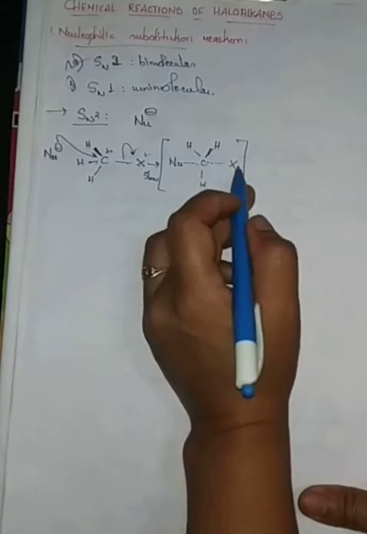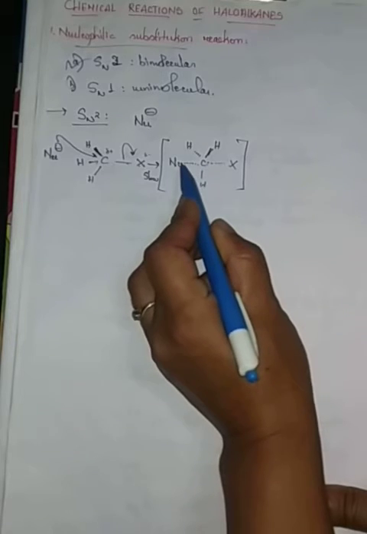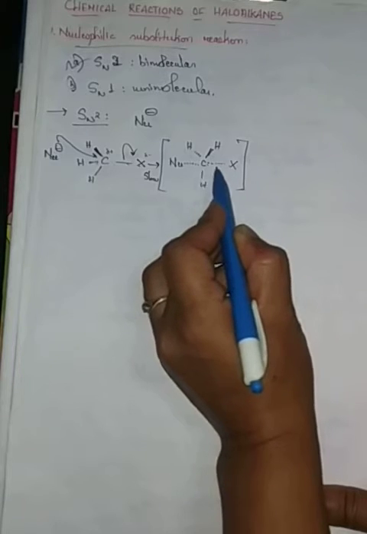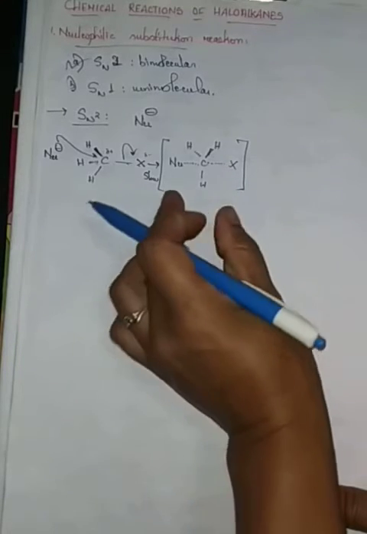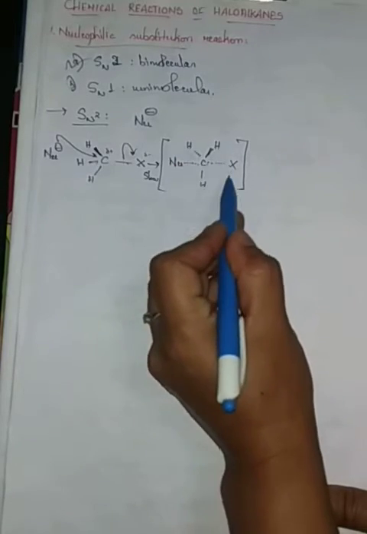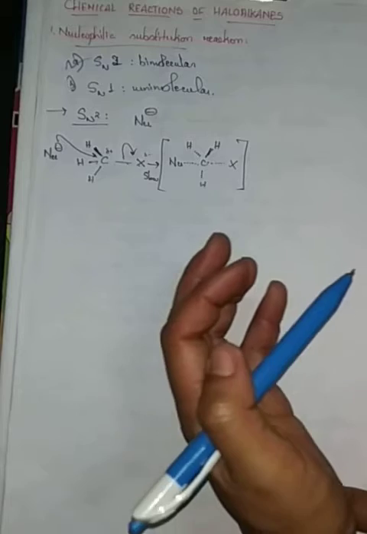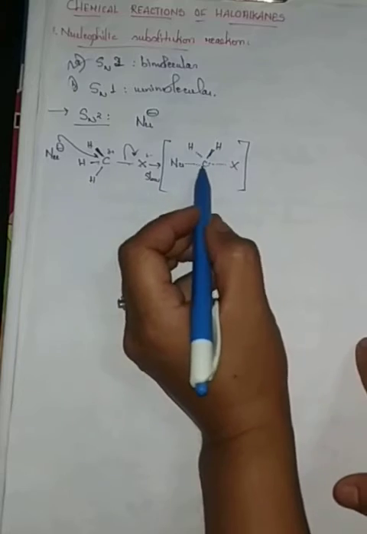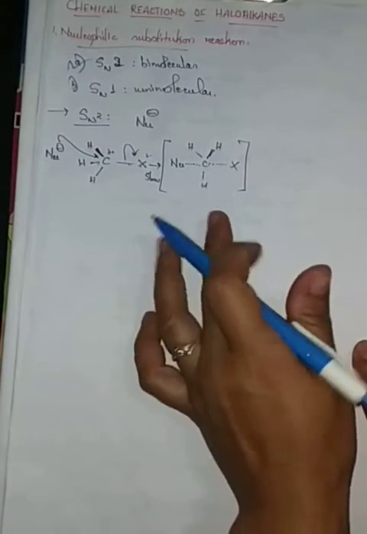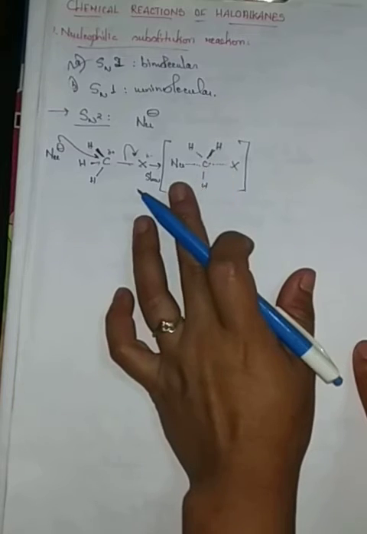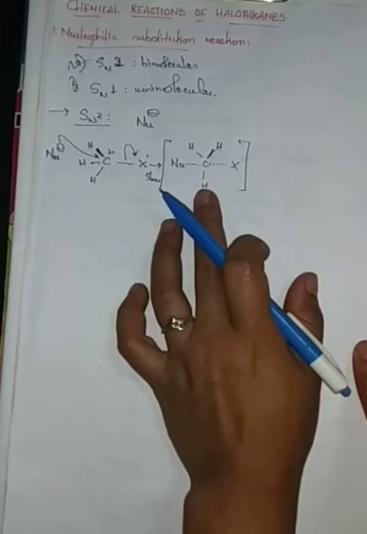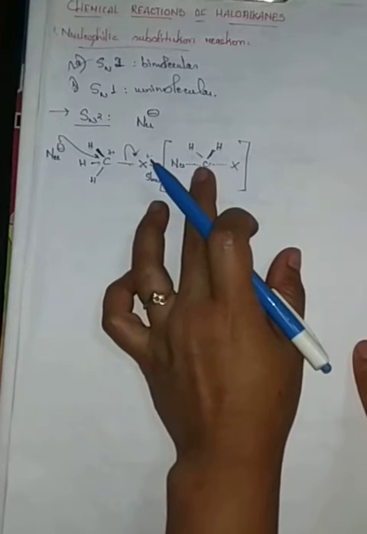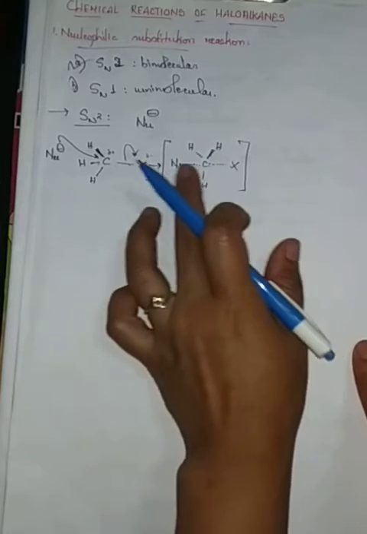Now, as the reaction proceeds, the carbon to nucleophile bond starts to form, and the carbon to the leaving group, that means the carbon to halogen bond, starts to weaken. As this happens, the configuration of the carbon atom undergoes inversion, like that of an inverted umbrella, and in that state, all the three carbon to hydrogen bonds are in the same plane. Here it is a planar structure, a trigonal bipyramidal structure, and the attacking nucleophile and the leaving group are partially attached to the carbon atom.